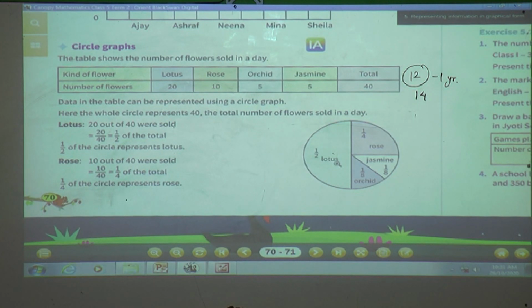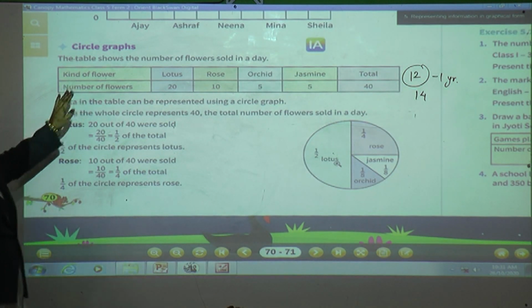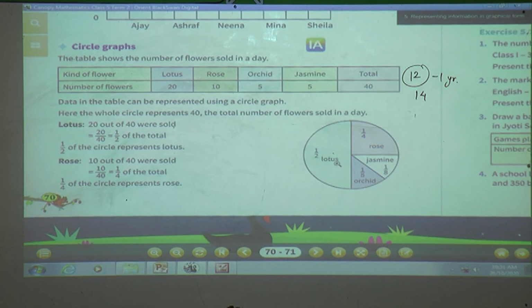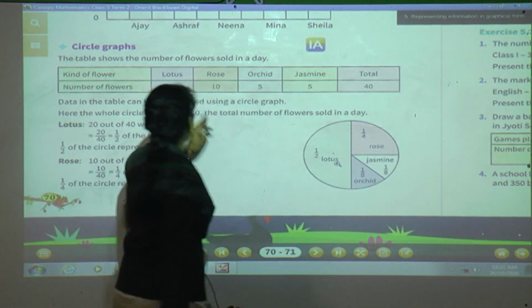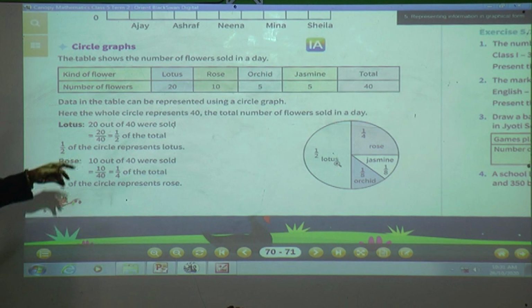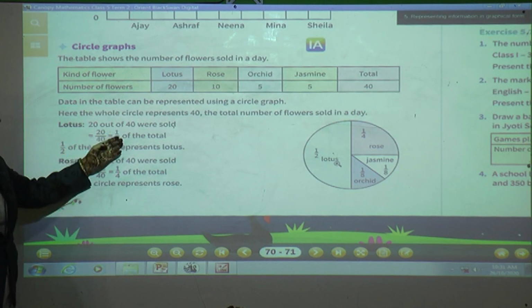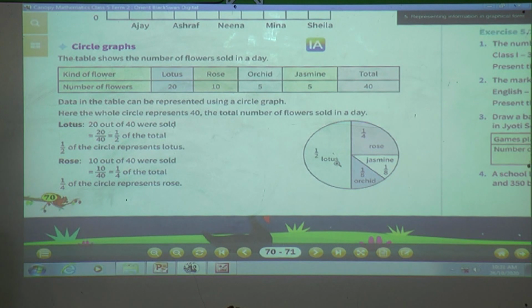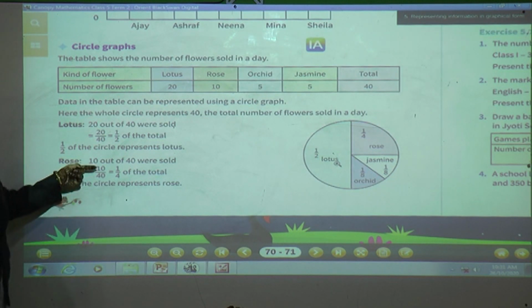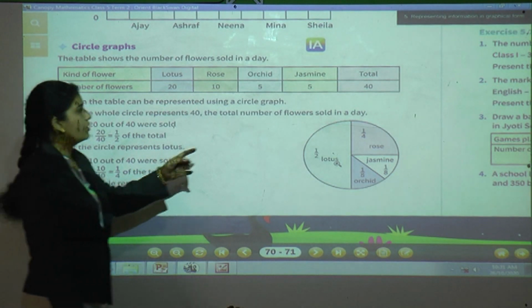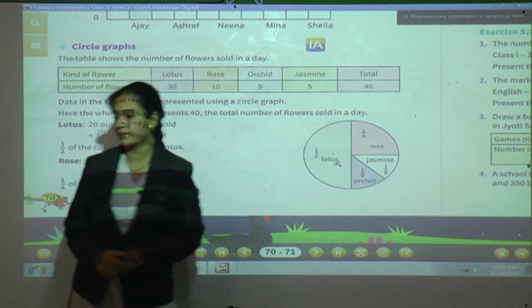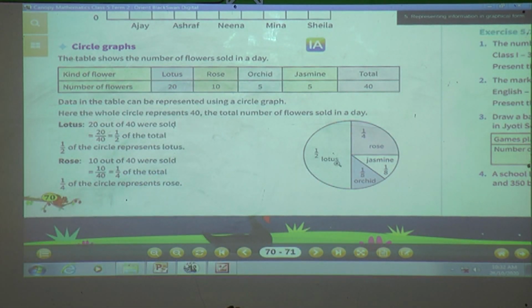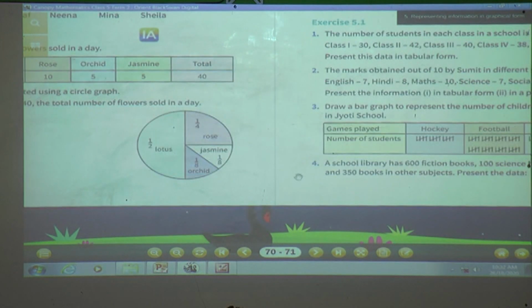So students, here is the information given in the table. So here is the total. See, 40 is the total. Now 20 lotus. So just divide 20 by 40. Here is the answer, that means half. Okay. Now 10 upon 40, that means 1/4. So you have to take the parts of the square for your answer. Next one. Here they have given the exercise based on these graphs, exercise 5.1.